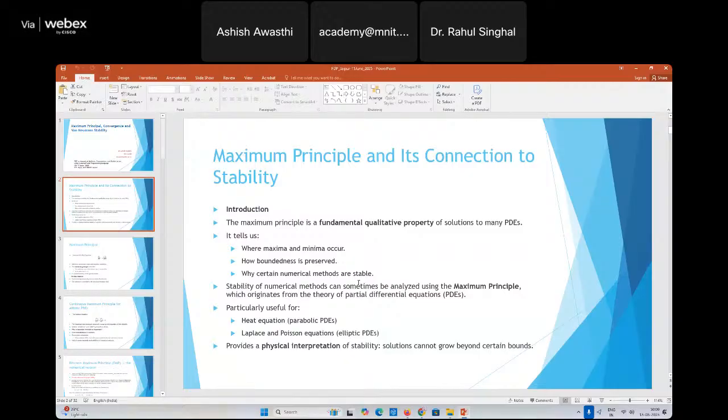And through that, we can predict the stability of the numerical methods. So stability of the numerical methods can also be identified by using the maximum principle. Okay, especially for the heat equation, that is the time dependent problems, isn't it? Time dependent problems, and then there could be time independent problems. Okay, for example, elliptic partial differential equations, Laplace and Poisson. Okay, and it will also tell about the physical interpretation of stability, because the solution cannot grow beyond a certain bound.